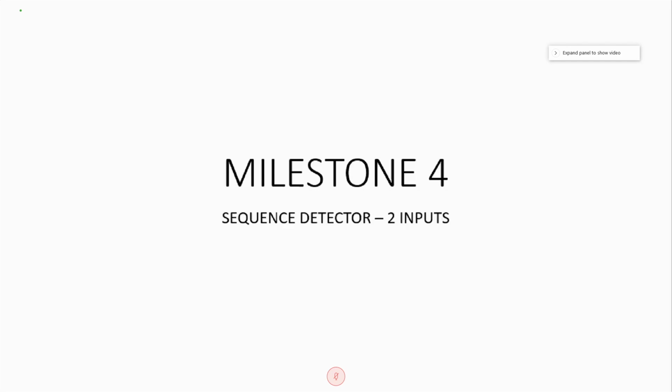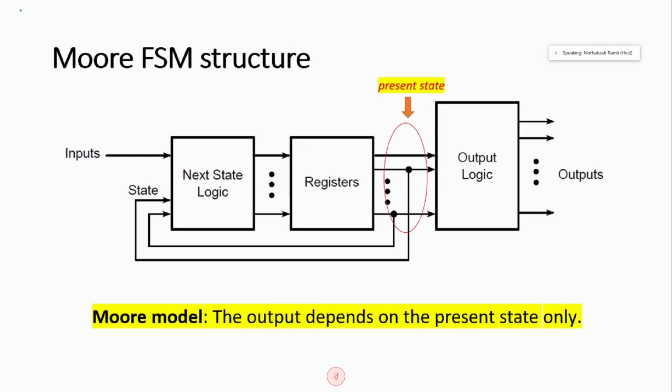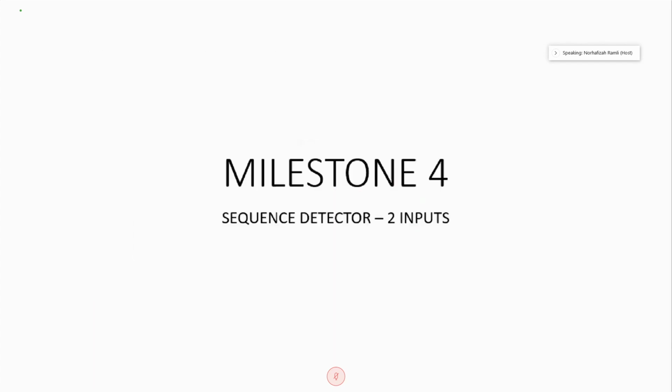In the textbook, most of the sequence detectors have only one input. However, in your milestone, you have two inputs, D and N. D can be 0 or 1, and N also can be 0 or 1 in binary. Now, what you do in milestone 4 is actually an introduction to finite state machines.